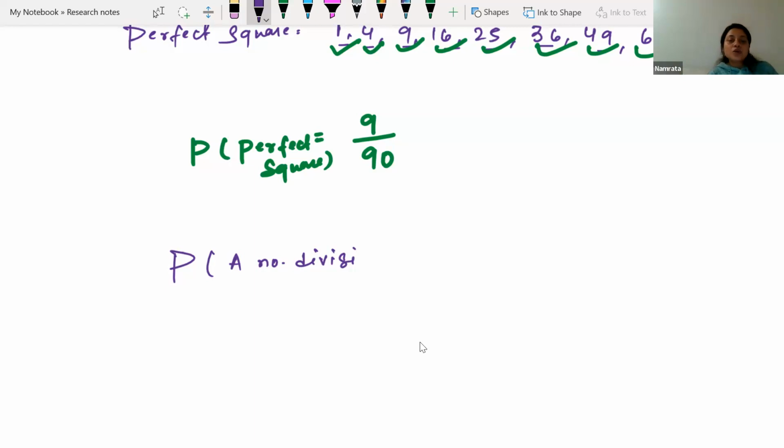So, probability of getting a number divisible by 5. Total how many numbers are there? 90. How many numbers in this 90 will be divisible by 5? So let's write it. How many numbers will be there? Anyone? What will be the list of numbers divisible by 5?